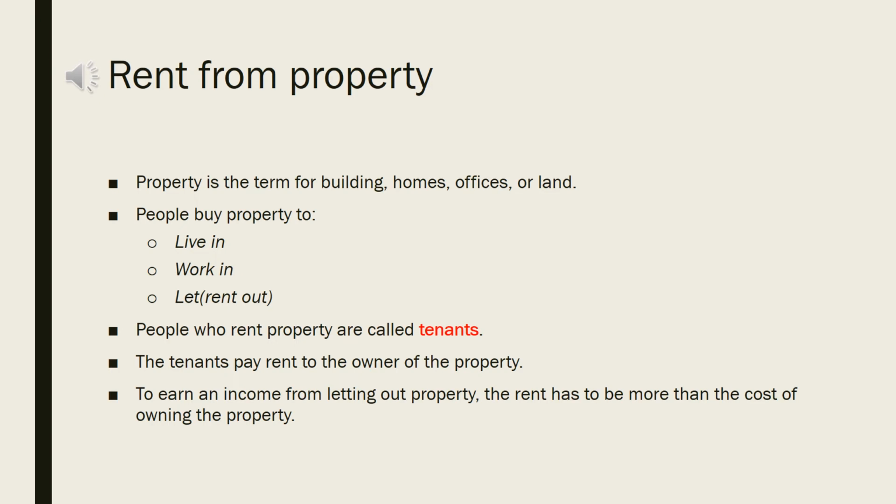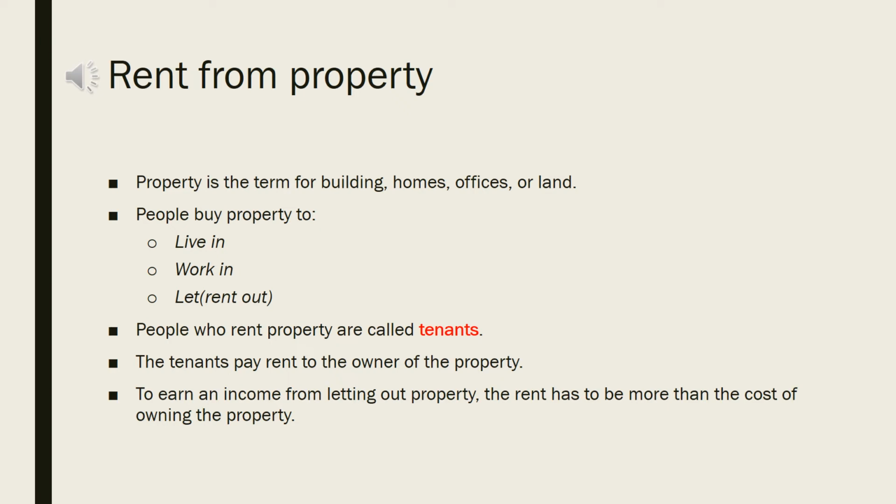Some buy property to live in, some buy property to work in as offices, and some to let or rent it out to other people. People who rent property are called tenants. Tenants pay rent to the owner for the property that they're living in. So that's how the owner will make an income from his or her tenants.